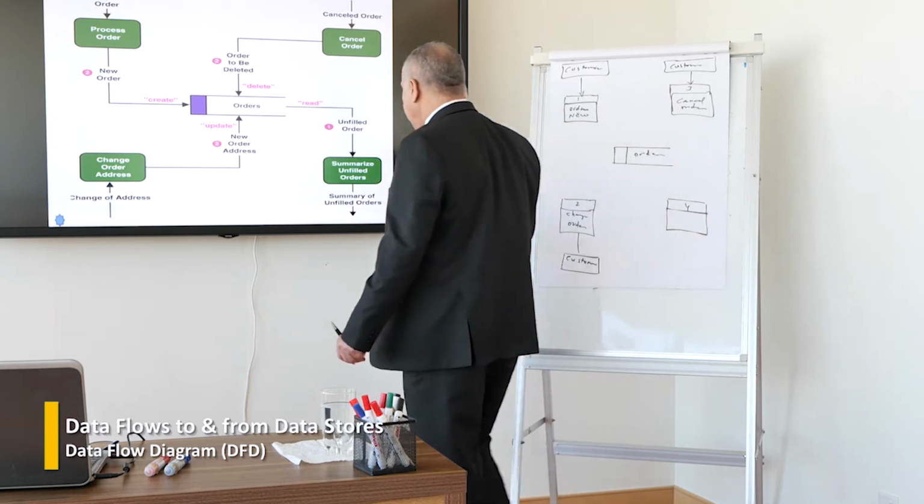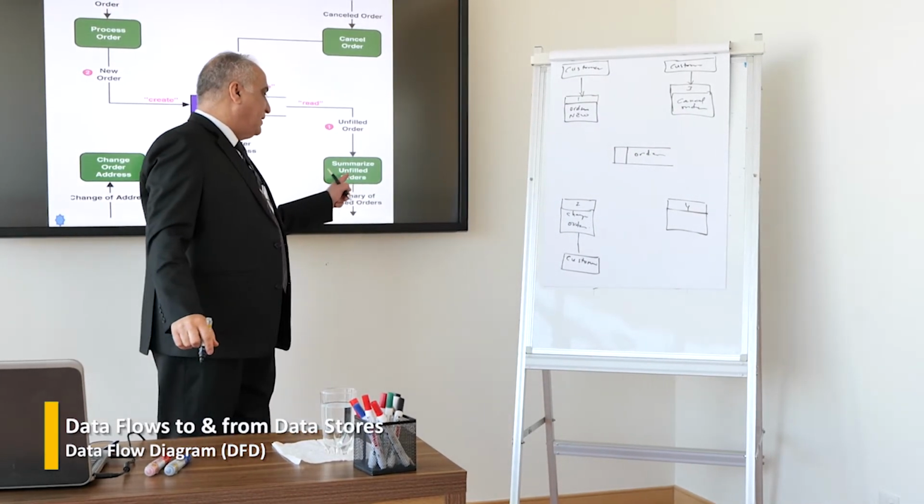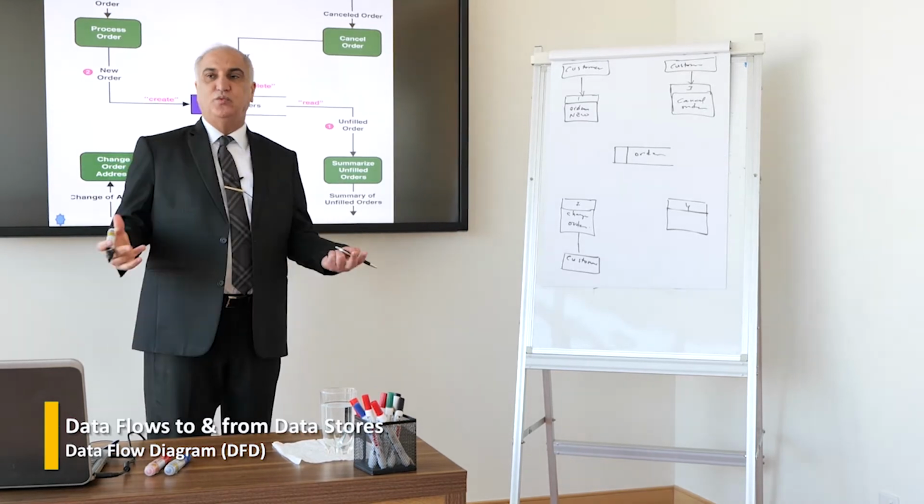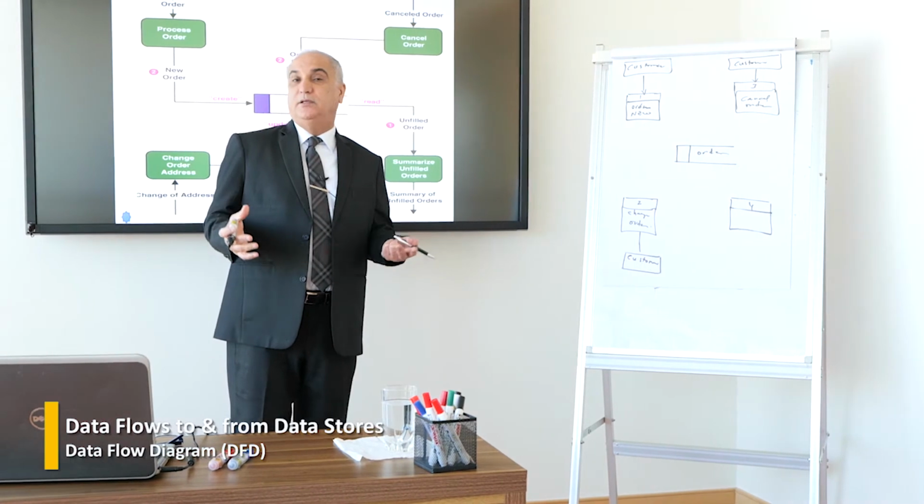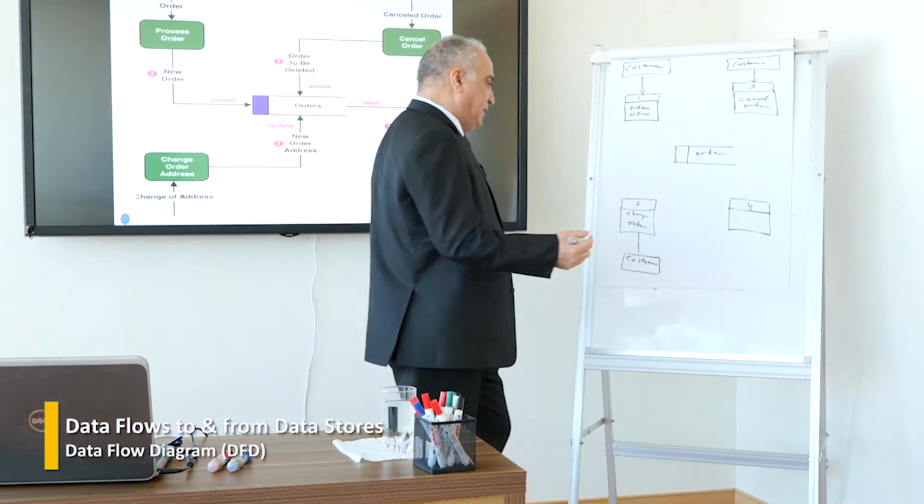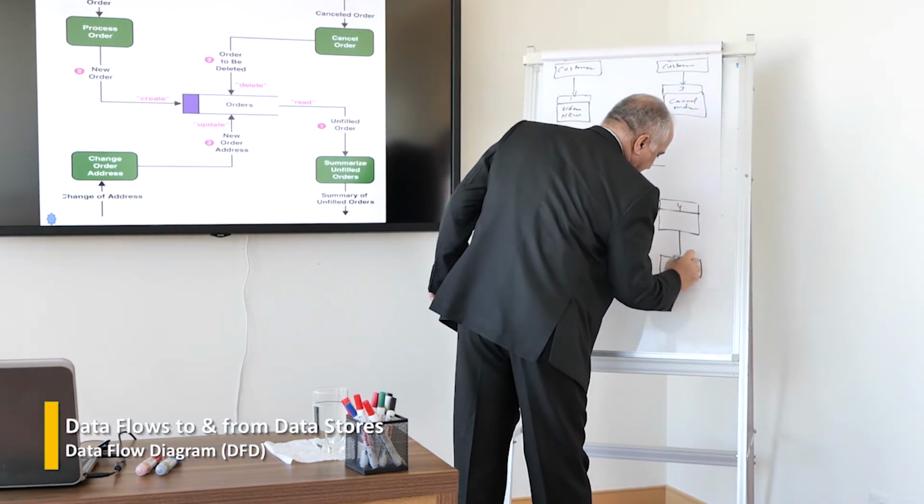Now, we need to understand who is the external entity for summarizing unfulfilled orders. Usually in the business model it could be the employee. So an example of an external entity is the employee.